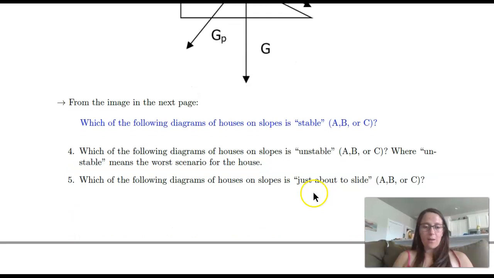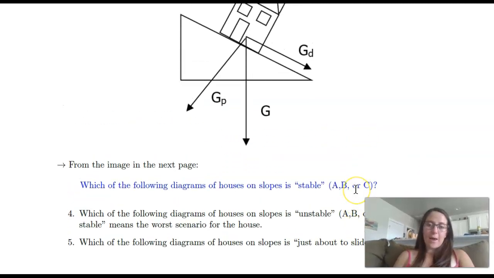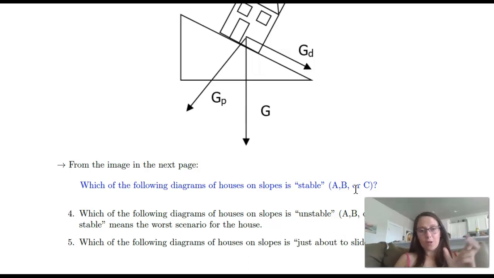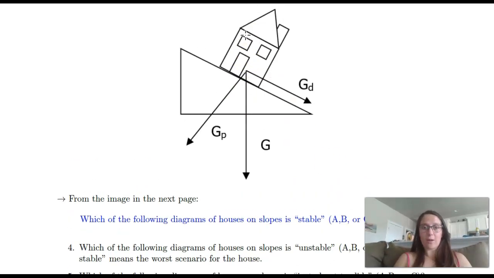Great. And then it also asks you which of the following diagrams of houses on slopes is just about to slide. So by just about to slide, I mean that if you add a tiny bit more gravity downslope force, then that house will topple over. It will fall downhill. So just about to slide would mean that the friction force that is resisting the house, that is making the house resist falling, is the same length as the gravitational force downslope.